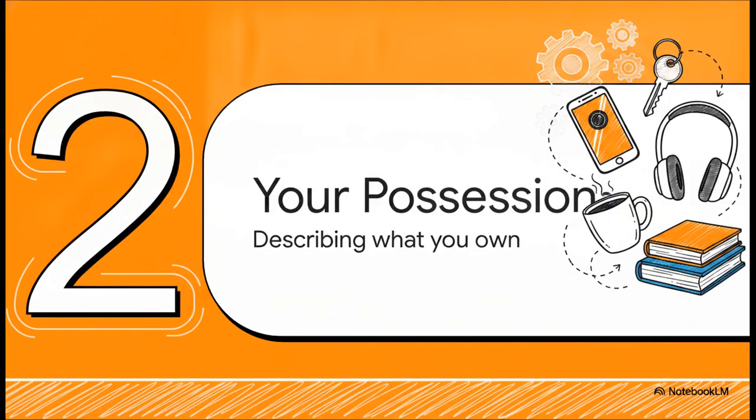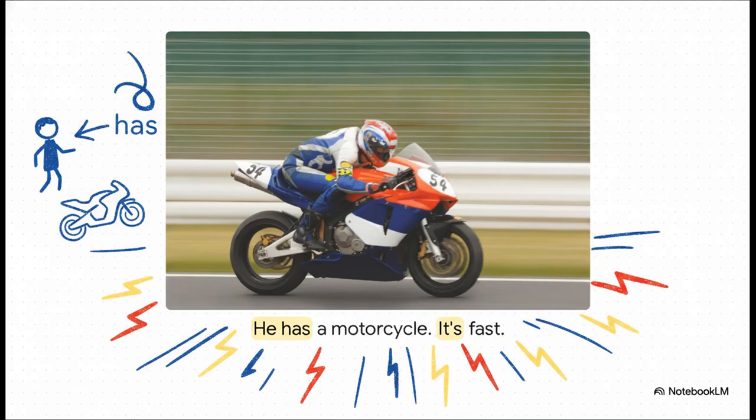Moving right along to Section 2, describing your possessions. Now, what's really cool is how much information we can pack into just 2 tiny sentences. Look at the guy on the screen here. The first sentence establishes what he owns. He has a motorcycle. We use has because the subject is he. Easy enough, right? Then the second sentence actually describes the thing. It's fast. Notice how it just refers right back to the motorcycle. These are the exact building blocks of natural fluent English conversation. You state what you have, and then you describe it.